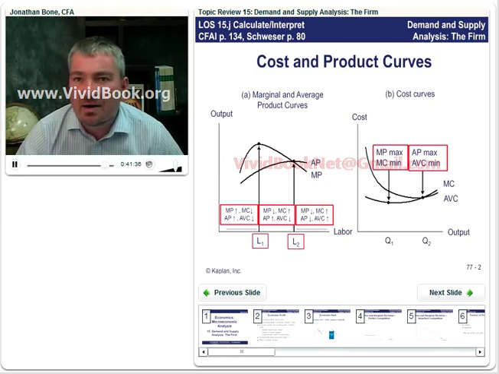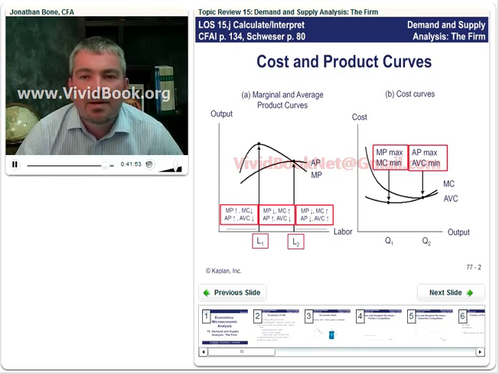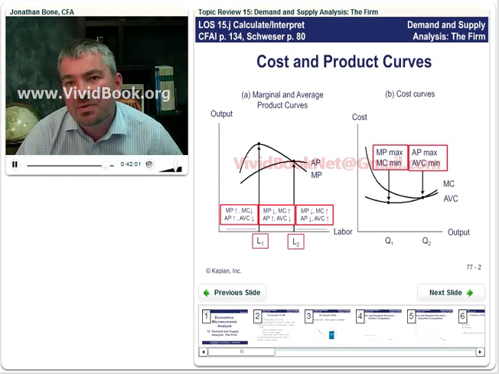Okay, so let's look at our cost curves that are inherently related to our product curves. Notice therefore that marginal product is maximised where marginal cost is minimised. And remember, essentially, if we maximise marginal product, we're minimising marginal cost. Notice, essentially, average variable cost is minimised where average product is maximised. And that will be the point where marginal cost equals average variable cost.